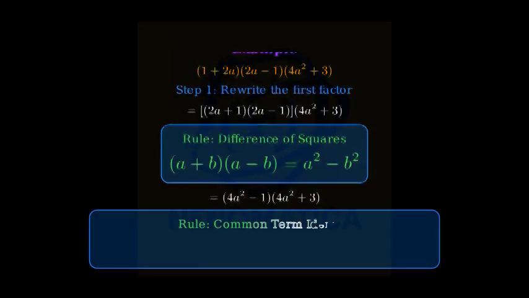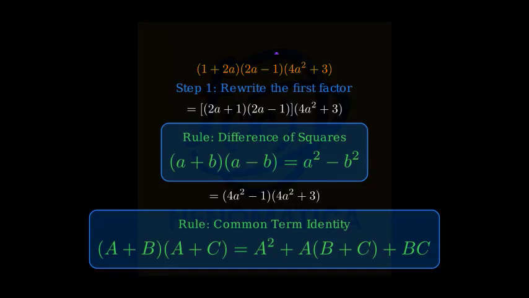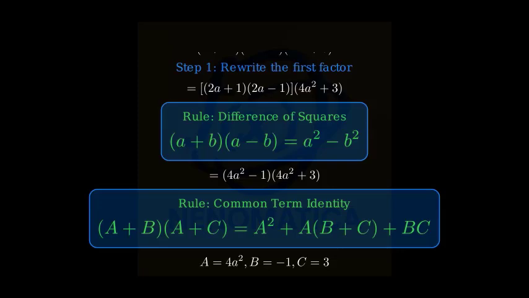Next, we need to apply the common term identity shown in our algorithm. The common term identity states that (a + b)(a + c) equals a squared plus a times the quantity (b + c), plus b times c. In our case, a is 4a squared, b is -1, and c is 3.